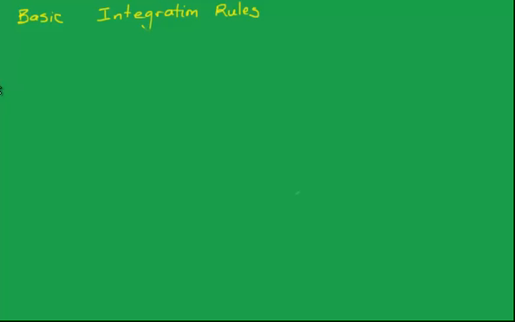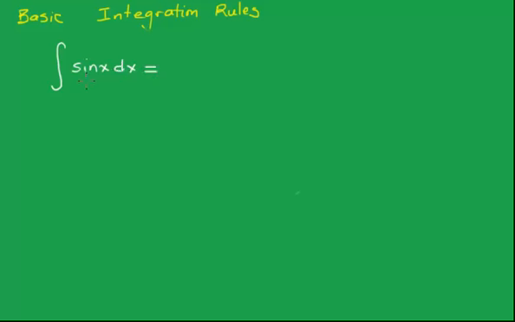So we're continuing with basic integration rules. Now we're going to talk about antiderivatives of trigonometric functions. So let's start with sine and cosine. Let's say, for example, that we're looking for an antiderivative of sine x dx. So what is it equal to?